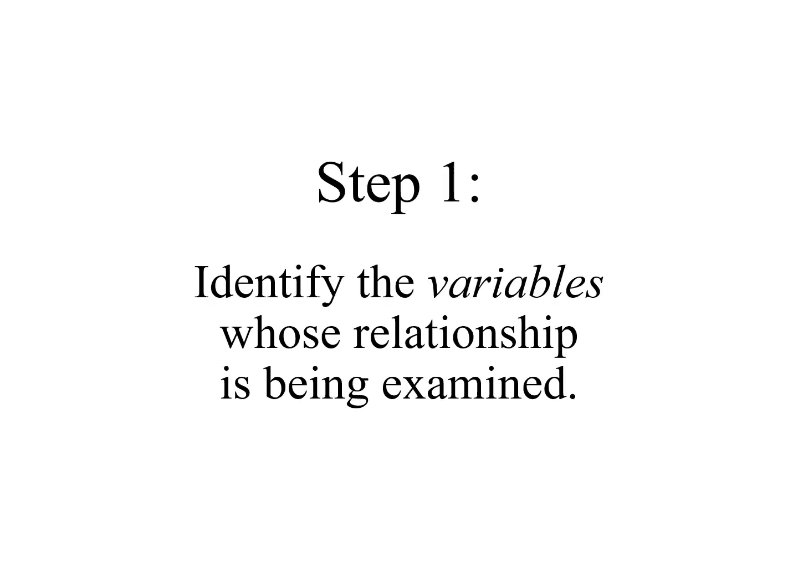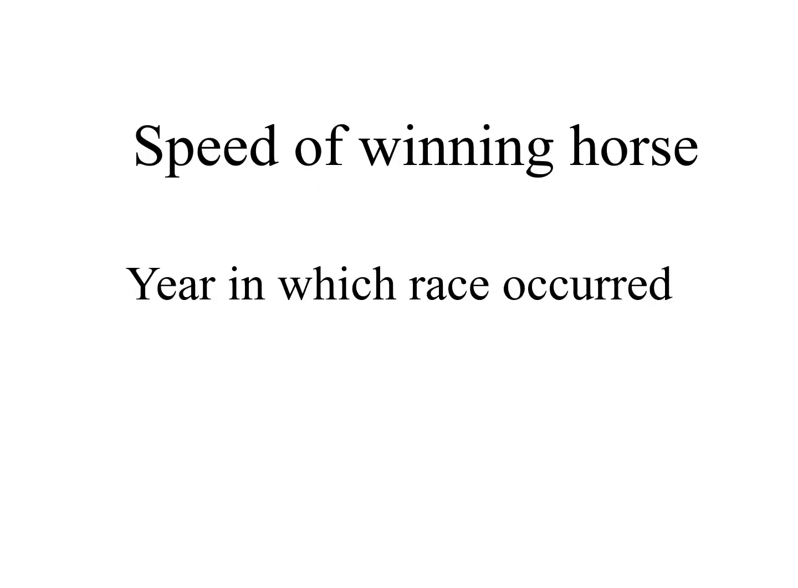In order to answer this research question, step 1 is to identify the variables whose relationship is being examined. Here, what do you think those variables are? There are two variables involved: the speed of the winning horse and the measure of when the race occurred. In this case, we'll be using the year in which the race occurred.